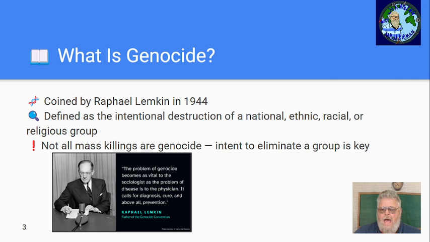Before we get into what happened to the Armenians, we need to understand the term genocide. It was coined by a man named Raphael Lemkin in 1944 after the Holocaust. He described genocide as the intentional destruction of a national, ethnic, racial, or religious group. It's not just about a lot of people dying. It's about why and how they're targeted. Intent is what separates genocide from other tragedies.